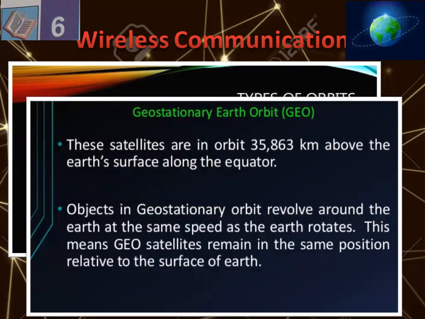Geostationary Earth orbit. These satellites are in orbit 35,863 km above the Earth's surface along the equator. Objects in geostationary orbit revolve around the Earth at the same speed as the Earth rotates. This means satellites remain in the same position relative to the surface of the Earth.